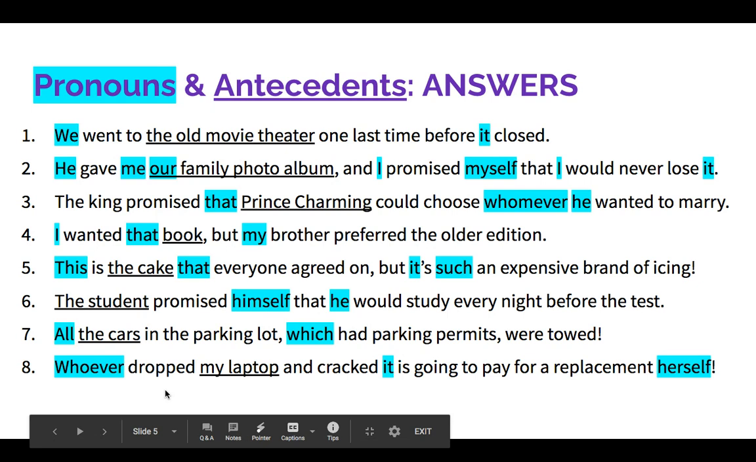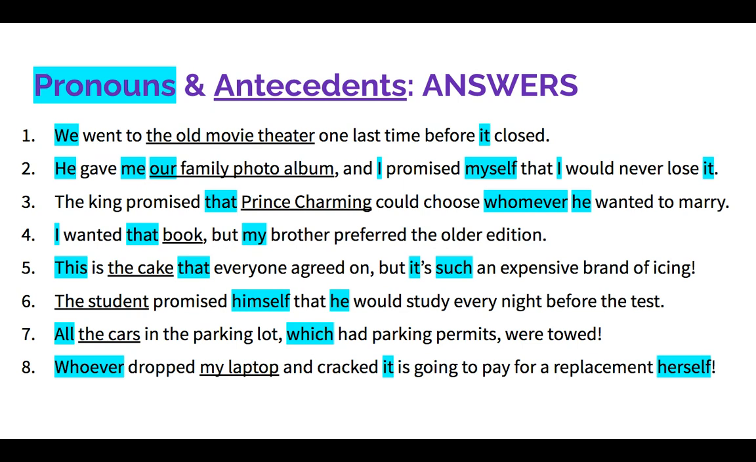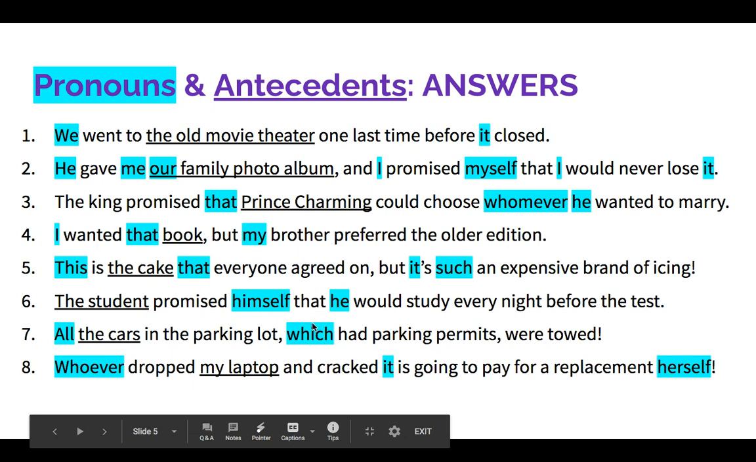All right, number 7: All the cars in the parking lot, which had parking permits, were towed. So we have the pronoun all, which some of you might have missed, is what is considered an indefinite pronoun. And we have which. Again, the antecedent here is the cars, and it is being replaced by the pronoun which. So I could say all the cars in the parking lot, all the cars that had parking permits were towed. But I don't want so many words, so I just say which. Call that a relative pronoun, by the way.